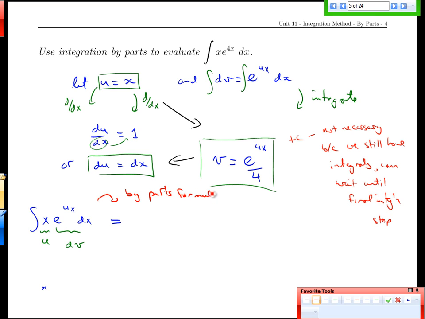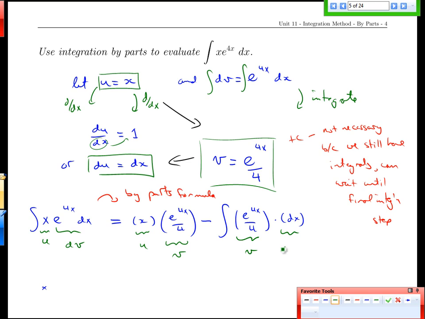and we can then rewrite our integral as just u times v, so x times e to the 4x over 4. That's our u and v, minus the integral of v du. So our e to the 4x over 4 times dx. That's our v, and that's our du side. And that's it. That is one step of integration by parts.